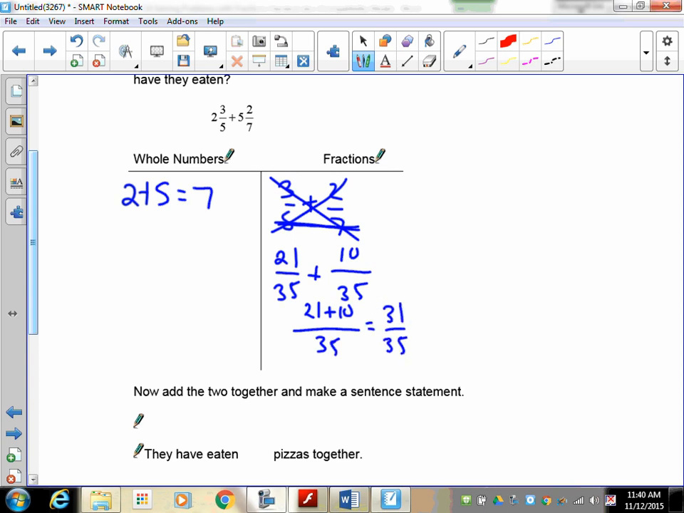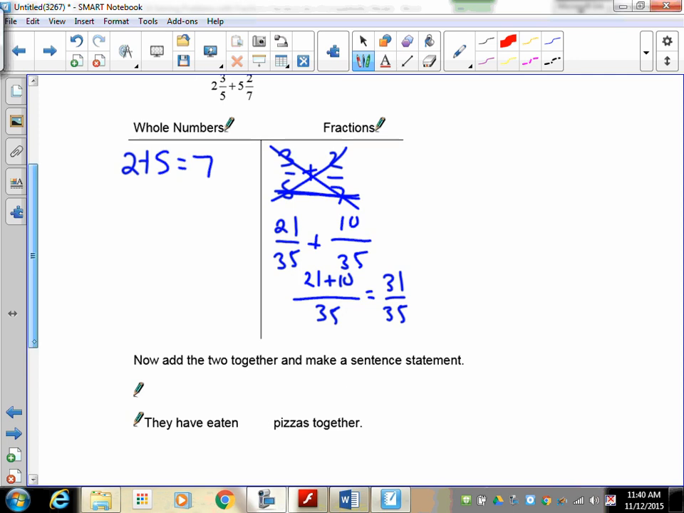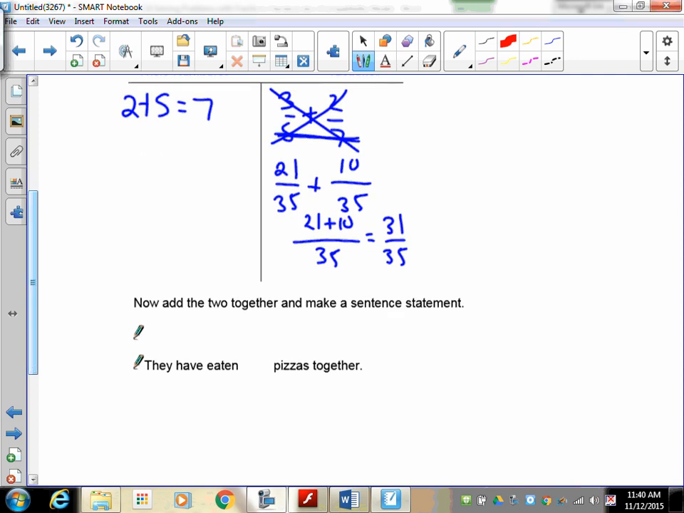It does not reduce, and it's already a basic fraction. It's not improper, so we can just bring the 7 and the 31/35ths together. So between the two of them, they have eaten 7 and 31/35 of a pizza. Sorry, pizzas together. All right.